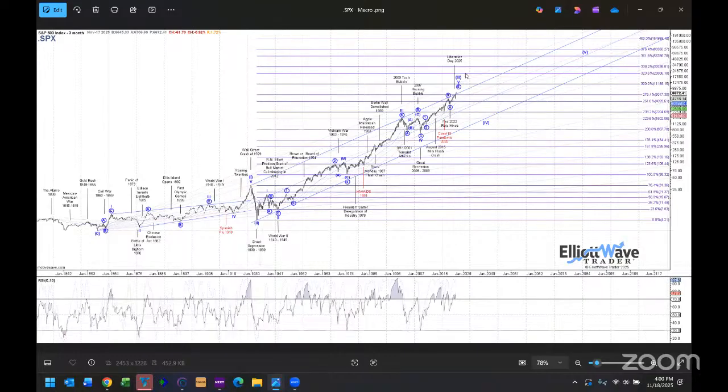And you can see this has been an almost 100-year move in the S&P 500 that has basically been, for the most part, straight up when you look at it from a 100+ year structure. And this is what a third wave does.